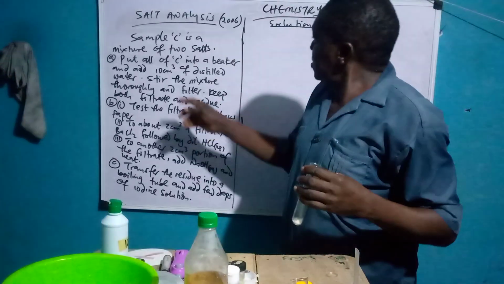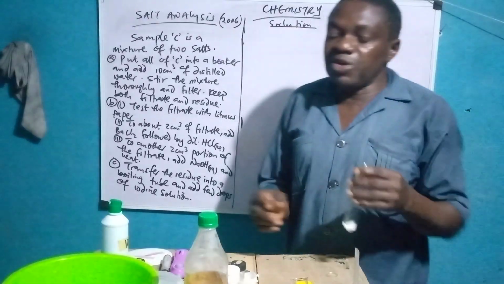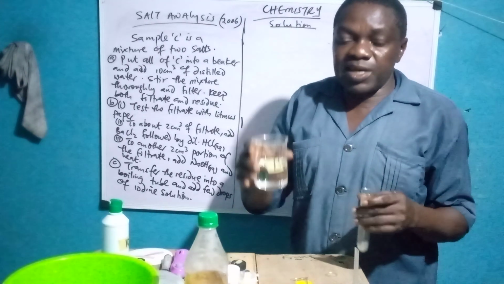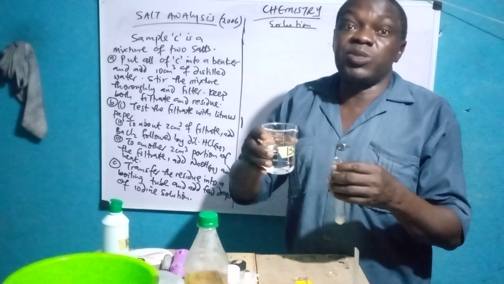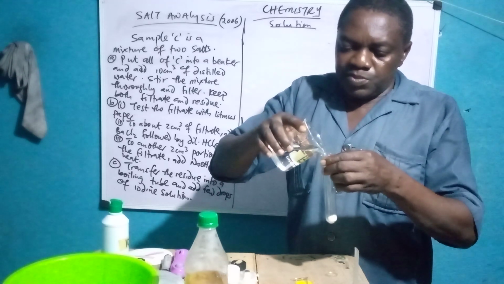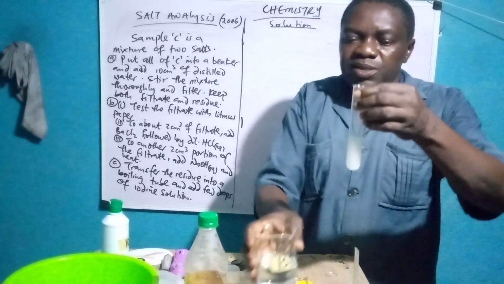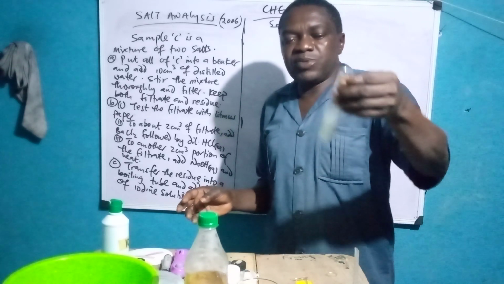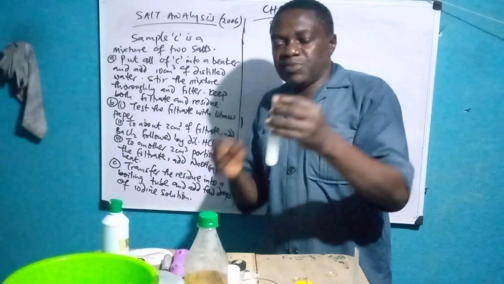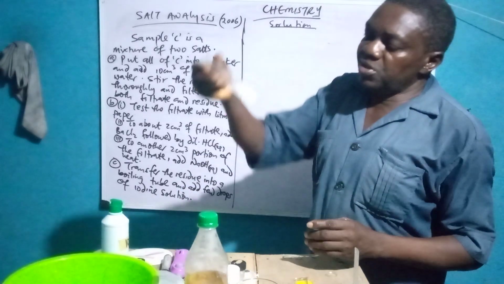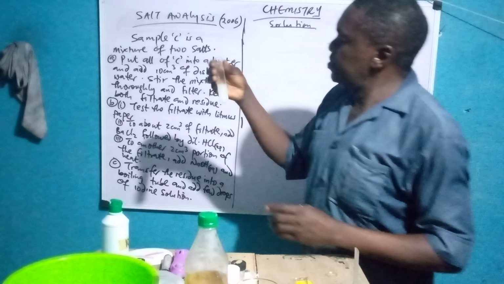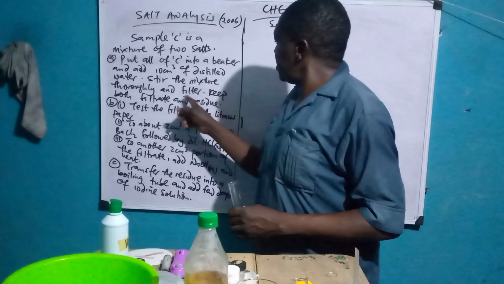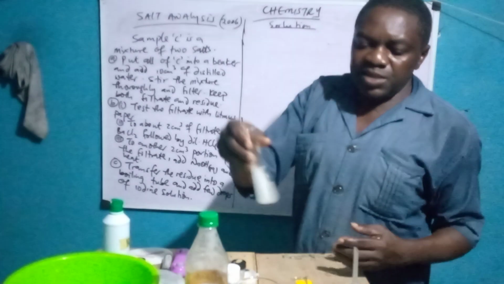You can see it says add 10 cm³ of distilled water. That doesn't mean you have to measure 10 cm³. What they actually tell you is to add a little water. This is distilled water; it can also be ordinary water, depending on what they give in your school. Ensure you fill it to 1/3 or 1/4 of the boiling tube. So it says stir the mixture thoroughly and filter. We stirred it. The next thing is to filter.